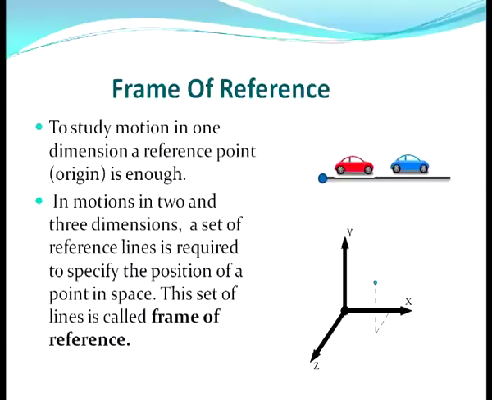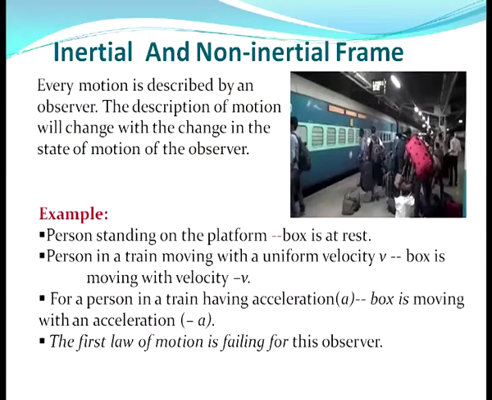Now coming to frame of reference. To study motion in one dimension, one reference point is enough, which is known as the origin. But in motions in 2 and 3 dimensions, a set of reference lines is required to specify the position of a point in space, and this set of lines is known as a frame of reference. The different types of frame of reference are inertial frame of reference and non-inertial frame of reference.